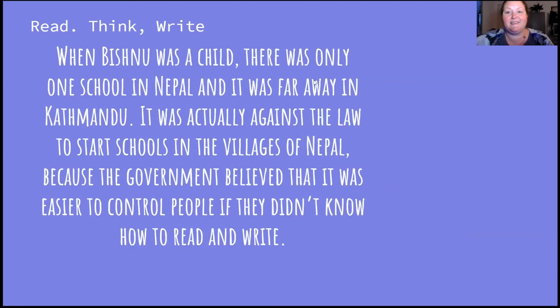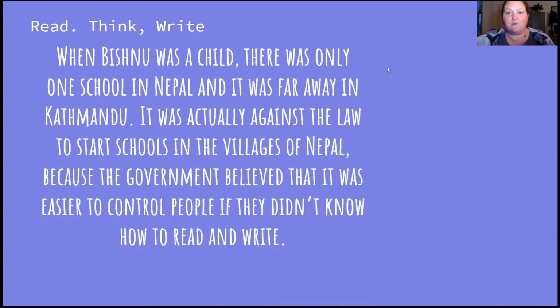Good job, guys. All right, second paragraph. When Vishnu was a child, there was only one school in Nepal, and it was far away in Kathmandu. It was actually against the law to start school in the villages of Nepal, because the government believed that it was easier to control people if they didn't know how to read and write.